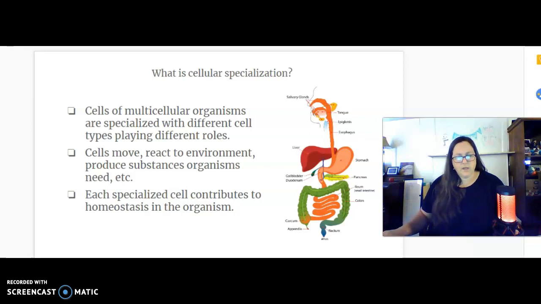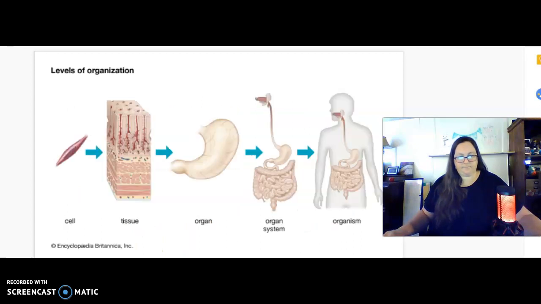So, for example, this is a picture of the digestive system. So cells that are specialized to produce digestive enzymes can be found in the digestive system, since they produce enzymes to break down food. Here we've got cells that can move, they can react to the environment, they can produce substances that are needed, and then each cell in the multicellular organism contributes to homeostasis in the organism.